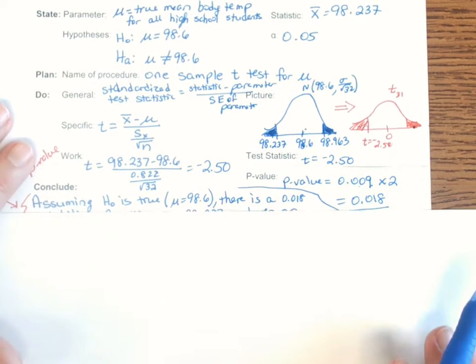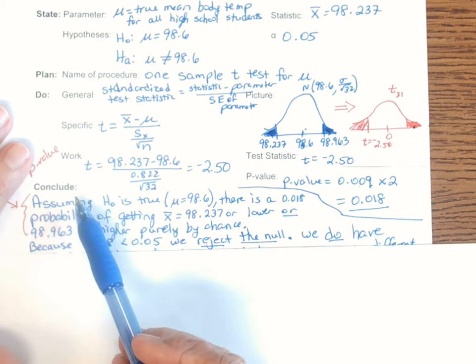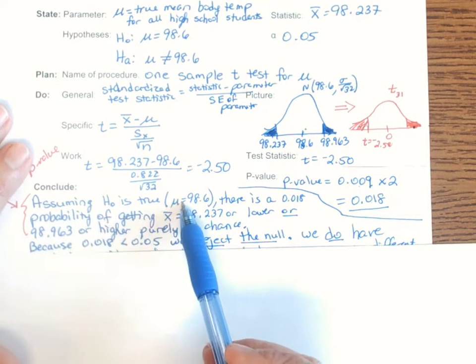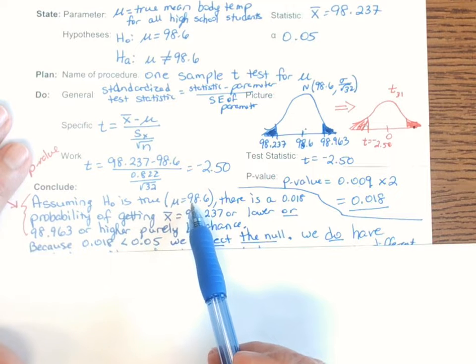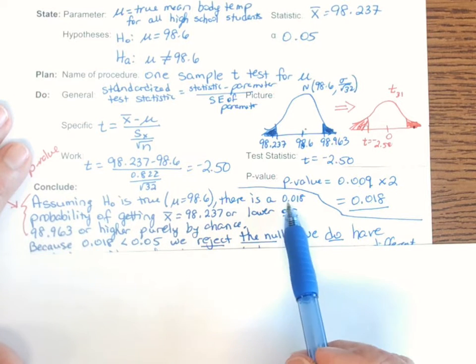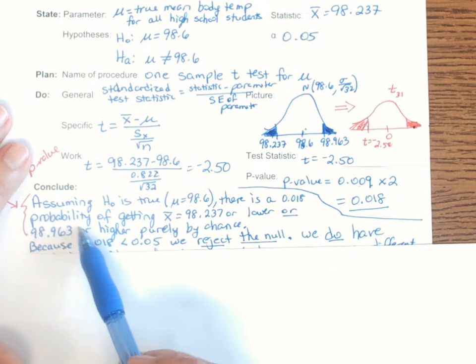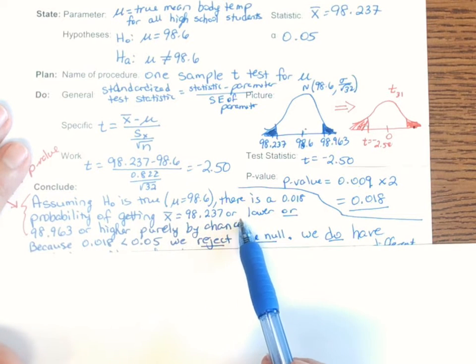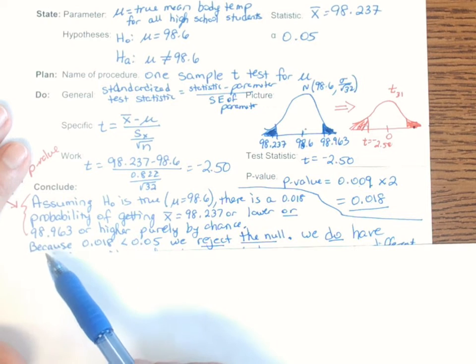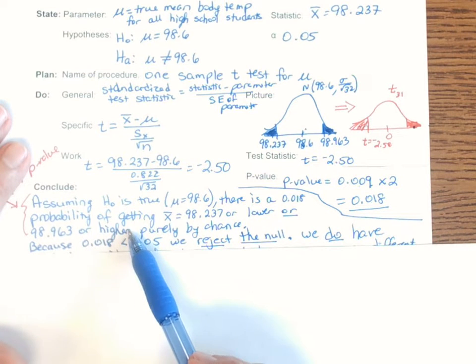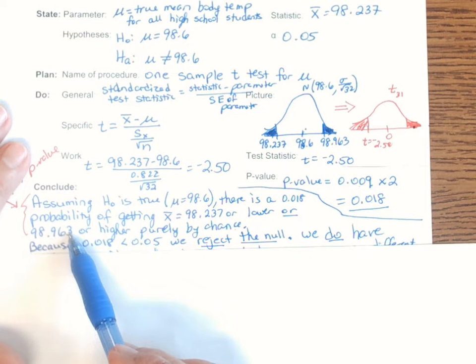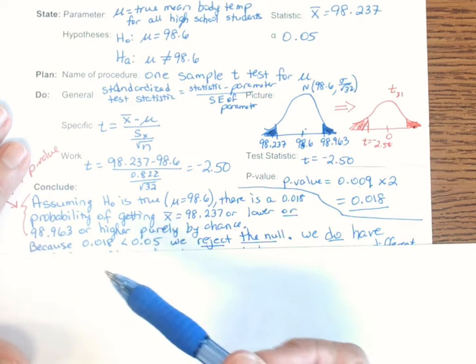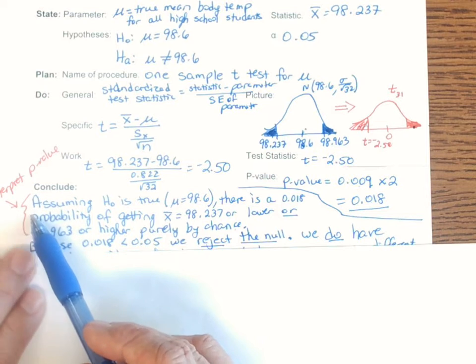And now I need to make a conclusion. Assuming the null is true, which was that mu equals 98.6, there's a 0.018 probability of getting a statistic of 98.237 or lower, or 98.963 or higher, purely by chance. And again, I have to have both of these because it's a two-sided test. So that's how we interpret the p-value.